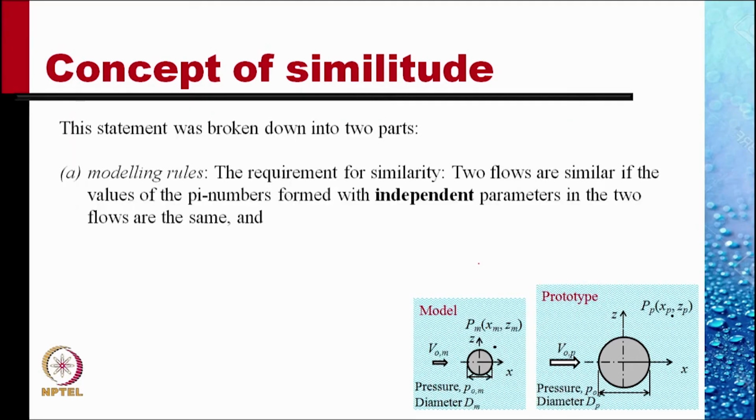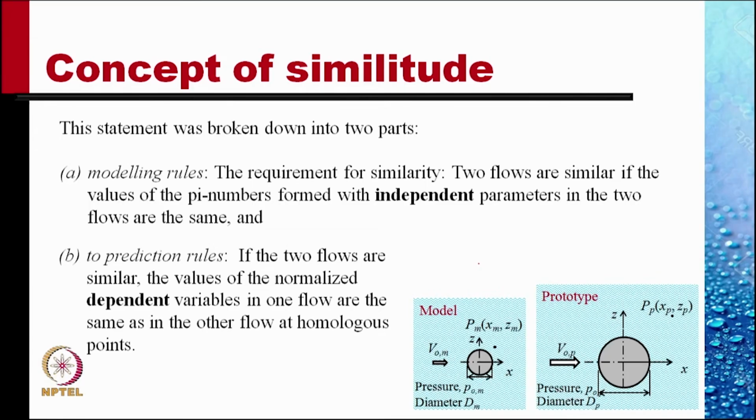This statement was broken down into two parts. A, the modeling rules, the requirement of similarity. Two flows are similar if the values of the pi numbers formed with independent parameters in the two flows are the same, and B, the prediction rules. If the two flows are similar, the values of the normalized dependent variables and parameters in one flow are the same as in the other flow at homologous points.